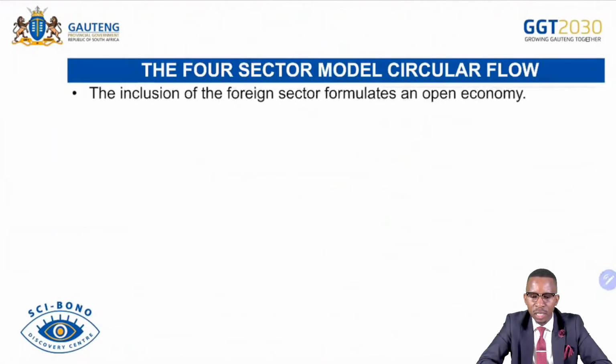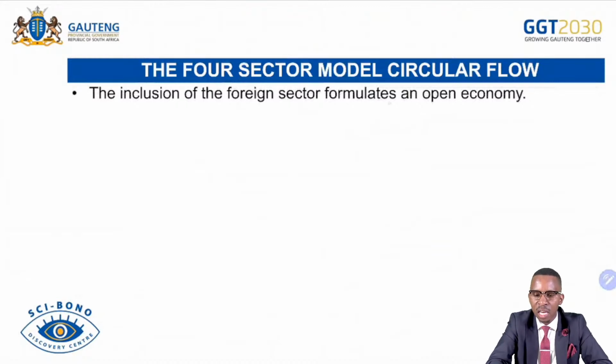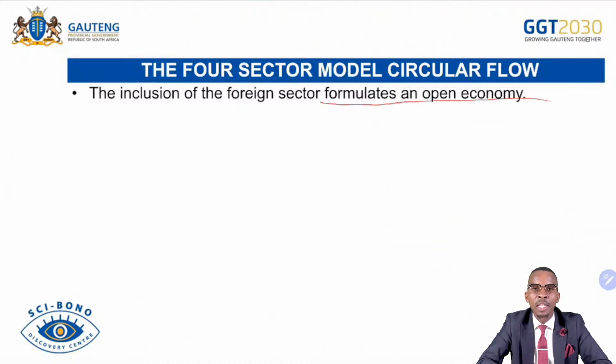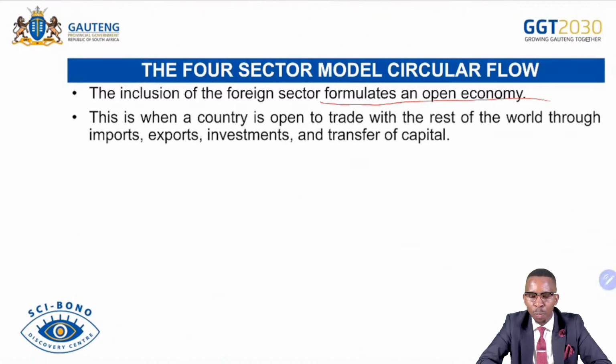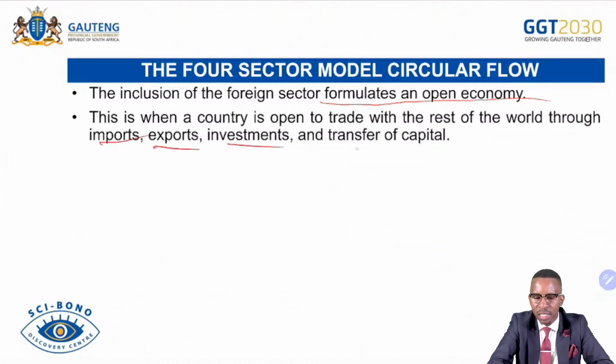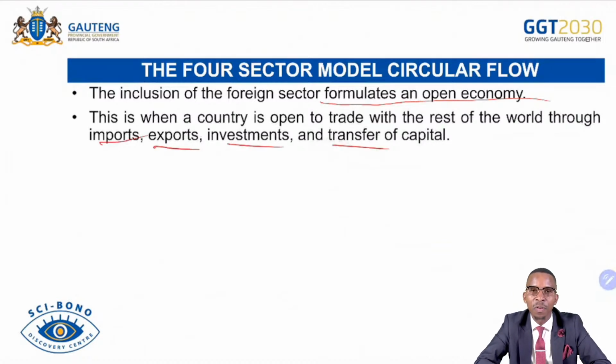And then the four sector model circular flow. So the inclusion of the foreign sector formulates the open economy, like I said. If ever the circular flow includes the foreign sector, that is known to be an open economy. This is when the country is open to trade with the rest of the world through imports, exports, investments, transfers, and as well as the transfer of capital.